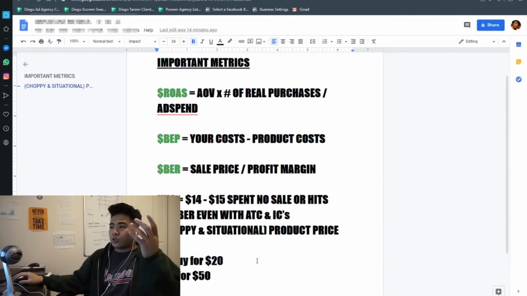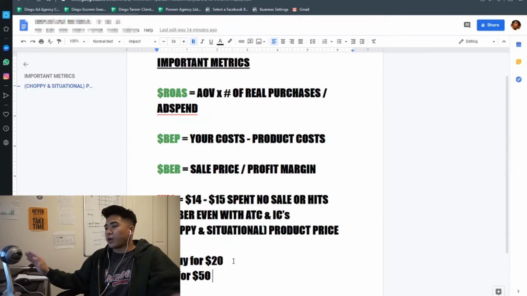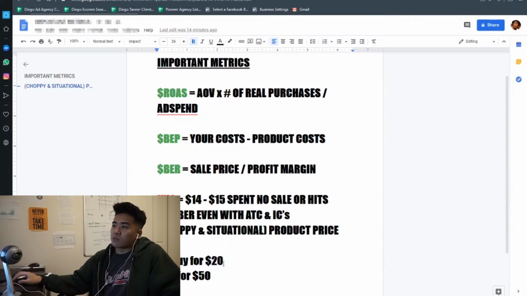So I bought it off AliExpress for 20 bucks, and sold it for 50. I just branded it and made it look pretty on the site. Sold it for 50 bucks, right? So 20 bucks shipped was what it cost me. So yeah, I could do the math, right?